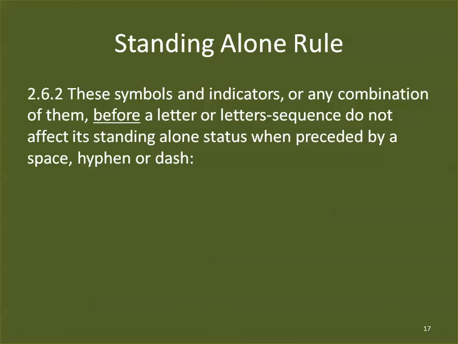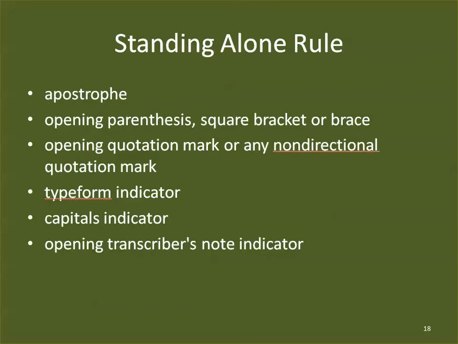There are certain symbols and indicators, or any combination of them, that if they appear before a letter or letter sequence, do not affect its standing alone status when there is a space, hyphen, or a dash in front of them. Those things are an apostrophe, an opening parenthesis, square bracket, or brace, an opening quotation mark, or any non-directional quotation mark. We'll be talking later on about what non-directional means. Then there's something called typeform indicators. We'll be talking about those later.